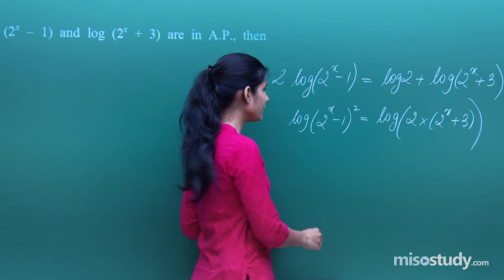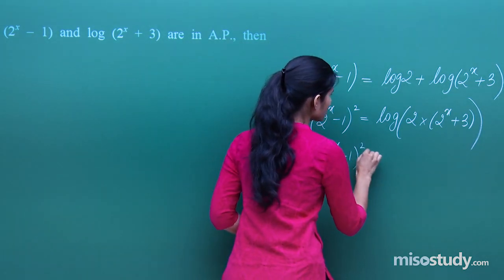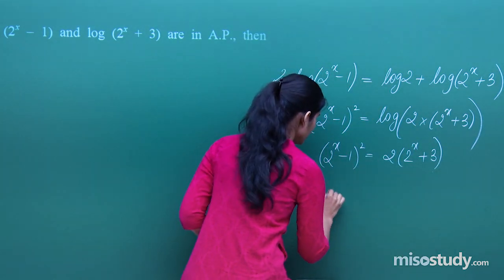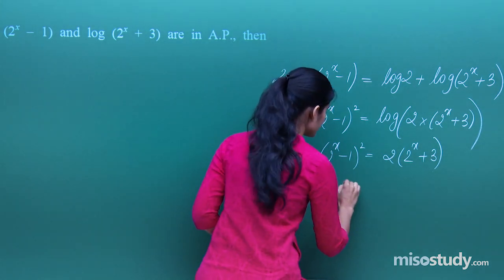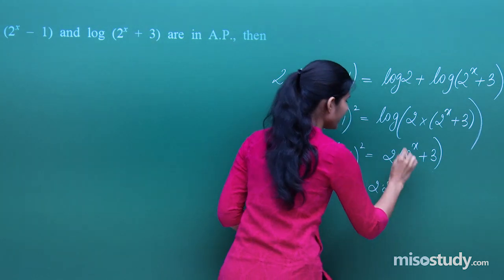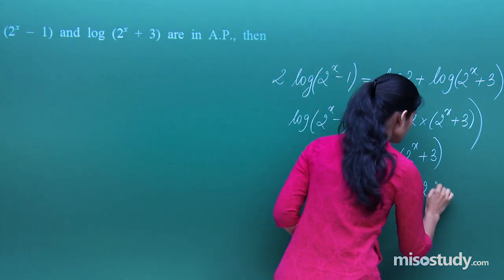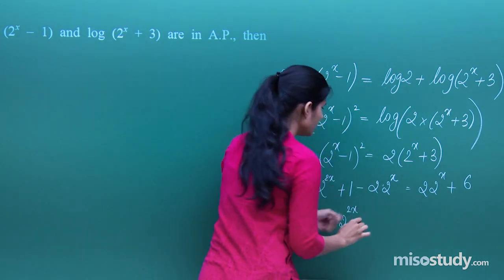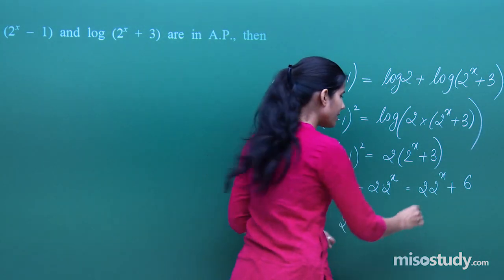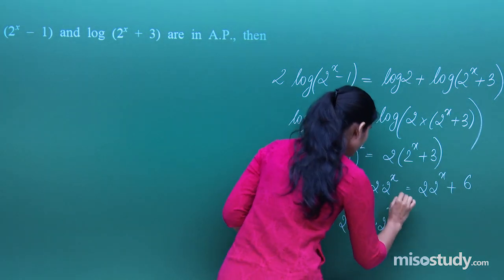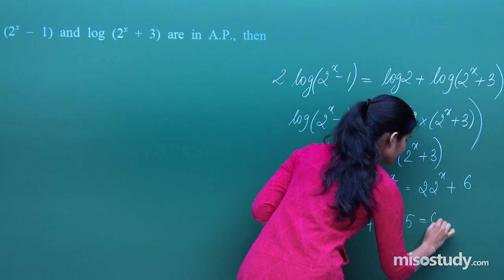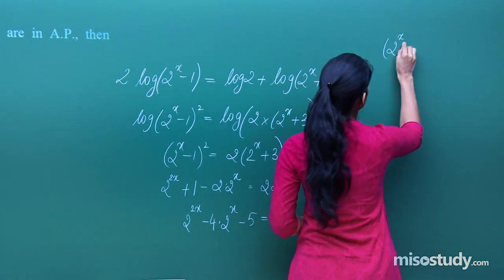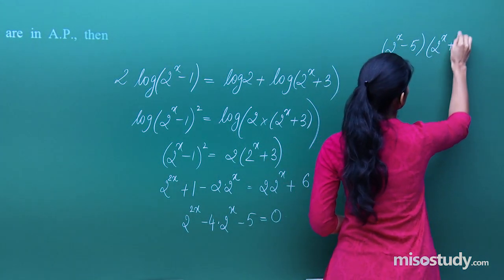You know log to the base e is a 1-1 function, so this implies (2 to the power x minus 1) whole square equals 2 into (2 to the power x plus 3). Which means (2 to the power x) whole square, which is 2 to the power 2x, plus 1 minus 2 into 2 to the power x equals 2 into 2 to the power x plus 6. So what you are left with is 2 to the power 2x minus 2 into 2 to the power x minus 2 into 2 to the power x, which is minus 4 into 2 to the power x, plus 1 minus 6, which is minus 5. Okay, so from here, when you break the middle term, you get (2 to the power x minus 5) into (2 to the power x plus 1) equals 0.